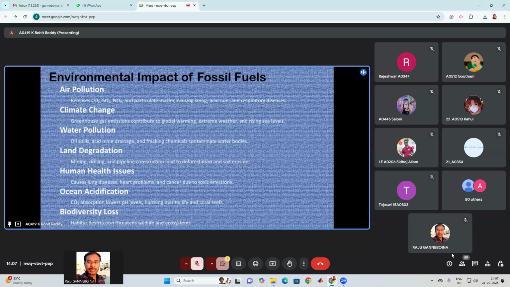Land degradation: mining, drilling, and pipeline construction lead to deforestation and soil erosion. Human health issues: causes lung diseases, heart problems, and cancer due to toxic emissions. Ocean acidification: due to carbon dioxide absorption, lower pH levels harm marine life and coral reefs. Biodiversity loss: habitat destruction threatens wildlife and ecosystems.